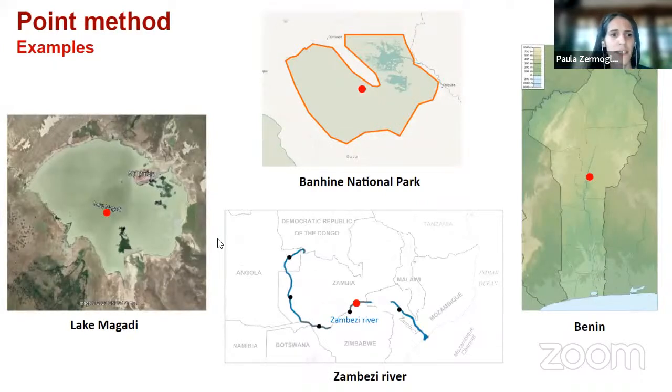So some examples of this are this Lake Magadi. If we had this location, the point method would give us just a pair of coordinates, probably on the center of it. Here we have another example, national park, we have a river and a whole country. If our location was a whole country, the point method will give us just a pair of coordinates, probably on the center of it. So you can see that a point does not take into account all the extent of the location that we're trying to describe.